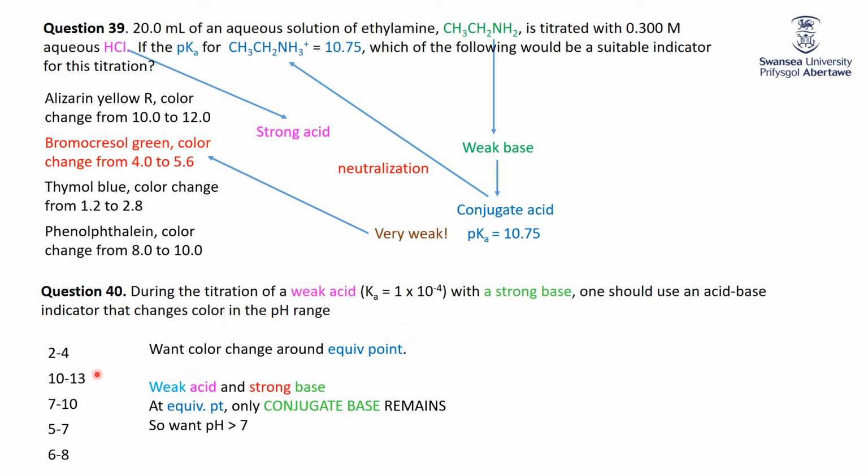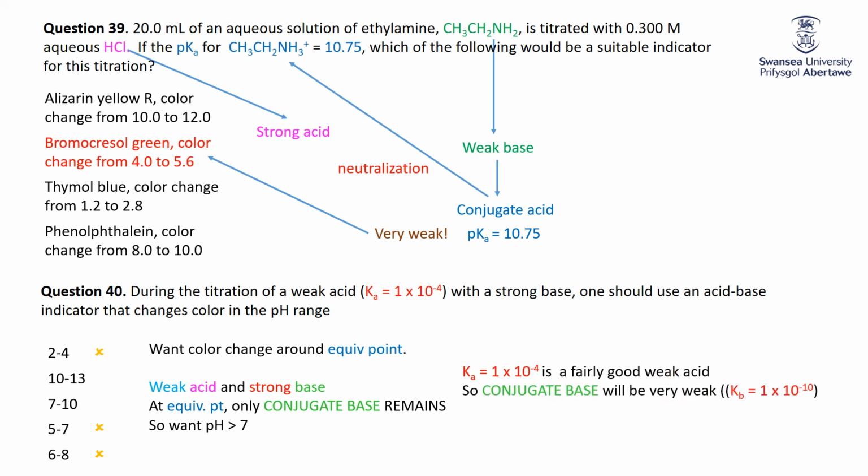Well, again, in order to determine which of those basic regions we want, we need to figure out how good is the conjugate base. Well, the weak acid has got a Ka of about 1 times 10 to the minus 4, so that makes it a pretty good weak acid, which means its conjugate base will be really weak. And if you remember, Ka times Kb is 1 times 10 to the minus 14. So it's Kb 1 times 10 to the minus 10. So a solution of the conjugate base is only going to be weakly basic. So therefore, probably the 7 to 10.